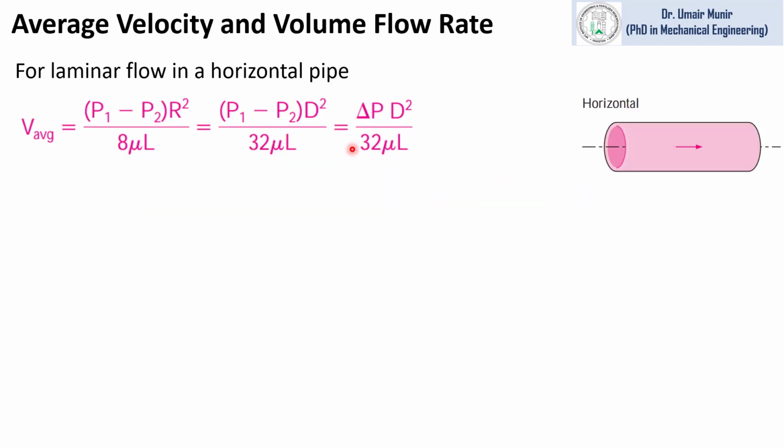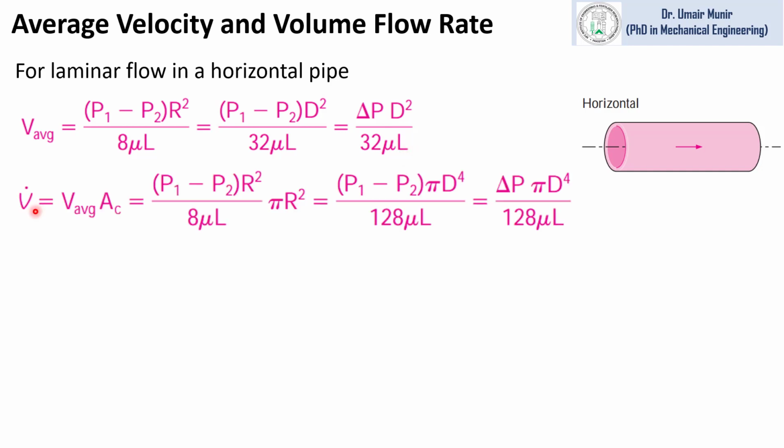With the help of pressure drop, we can find the average velocity for laminar flow in a horizontal pipe. This average velocity is a function of pressure drop, pipe diameter, and length of the pipe. We can also find the volume flow rate with the help of average velocity, which is the product of average velocity and area of cross-section. The relation of volume flow rate with the pressure drop and diameter and length of the pipe is called Poiseuille's law.